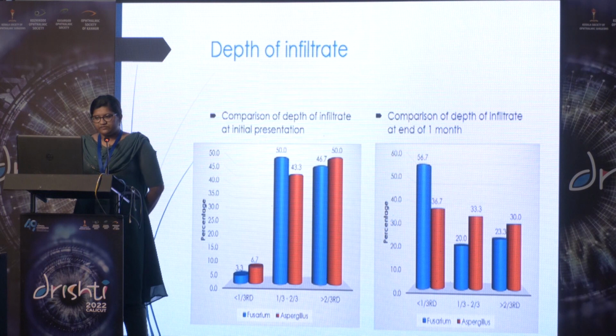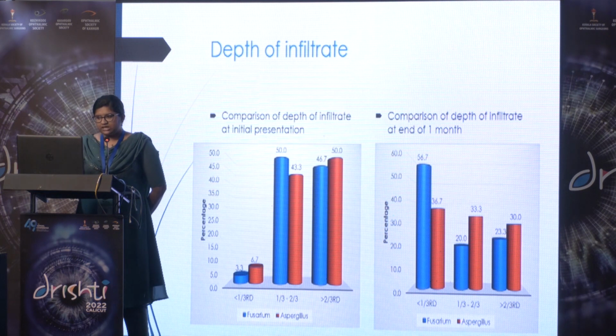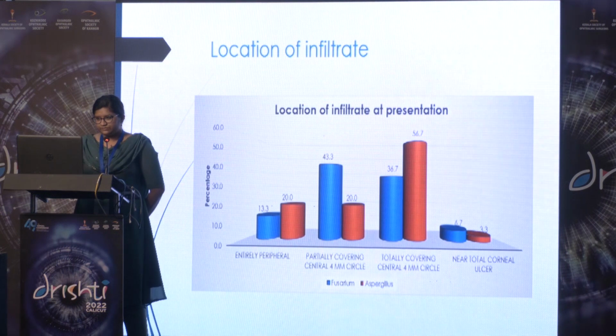Then comparison of depth of infiltrate. At the initial presentation, the majority of Fusarium were involving 1/3 to 2/3, and the majority of the Aspergillus were deep ulcers involving more than 2/3. After the end of 1 month, the majority of both Fusarium and Aspergillus had a depth less than 1/3, and more so for the Fusarium group. Then location of the infiltrate at presentation.